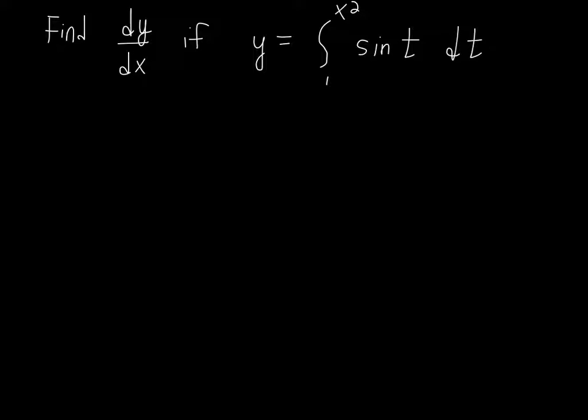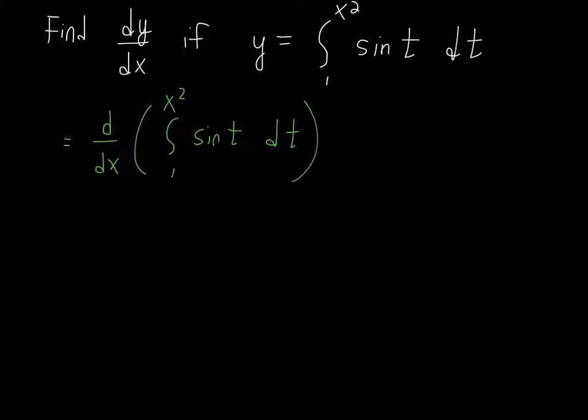We're trying to find dy dx, so the derivative here with respect to x. And we have this y equals equation, and notice how it has an integral in it. This time, notice that the upper bound is x squared. It's not just a plain x. So what we're really looking to do here is the same as finding the derivative with respect to x of this integral from 1 to x squared of the sine of t dt.